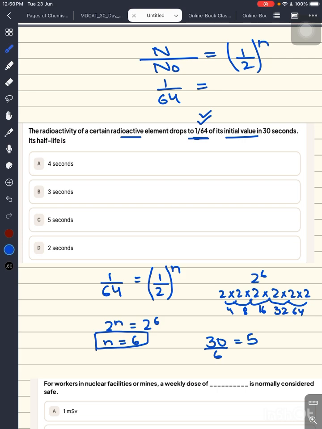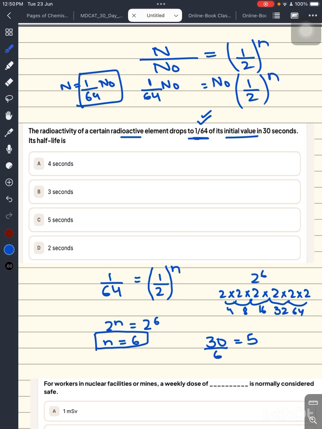The radioactive element drops to 1/64 of its initial value. Mean N is equal to 1/64 N0. 1/64 N0 is equal to N0 times (1/2)^n. N0 will be cancelled out, and the n we will get will be 6.